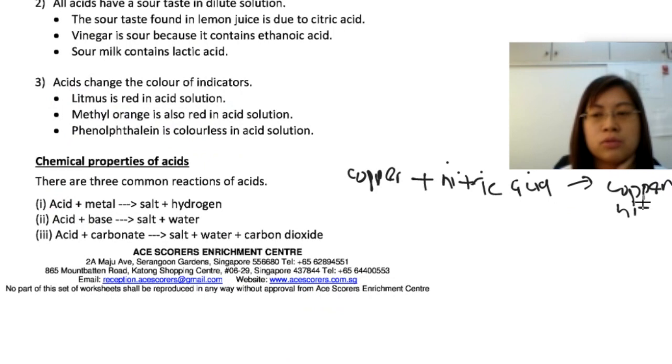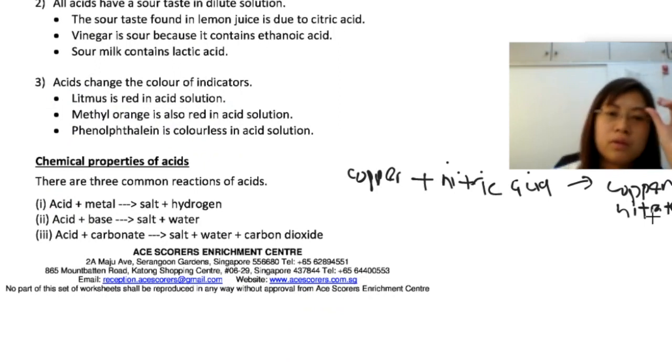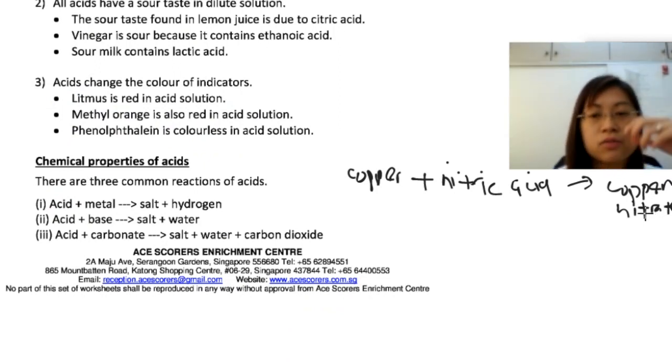Nitrogen dioxide, and also the water. Yeah, so that is something you need to take note. Okay, so similarly, if you have your silver to react with the nitric acid, it will form silver nitrate and the nitrogen dioxide, NO2.